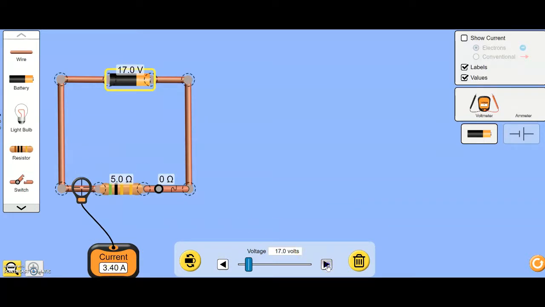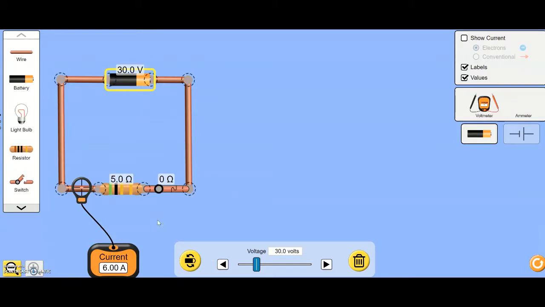I'll increase the voltage further. Now the voltage is 25 volts, whereas the current in the circuit is 5 amperes. Let's increase a little further. Here the voltage is 30 volts and the current in the circuit is 6 amperes. We see a trend here. As we increase the voltage of the battery, the current in the circuit increases.